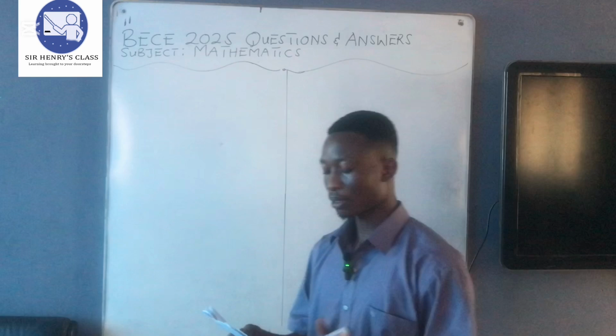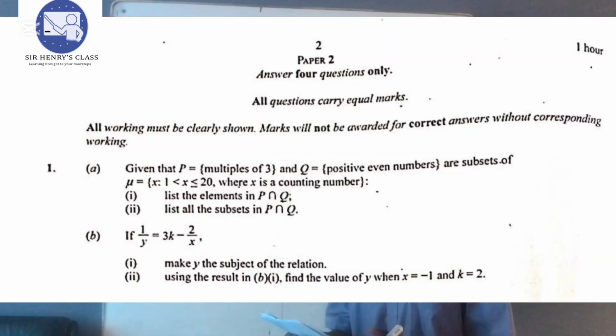Good. So number 1A, given that P is given by the set of multiples of 3 and Q is given by positive even numbers, a subset of U, that is X, is such that X is greater than 1 and less than or equal to 20, where X is a counting number. We have to list the elements in P intersection Q and the subsets of P intersection Q. So this is a question on sets. First, we need to find the members of the universal set.